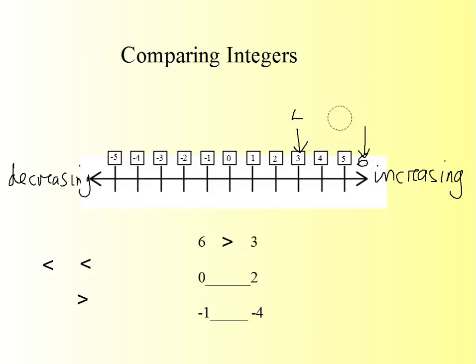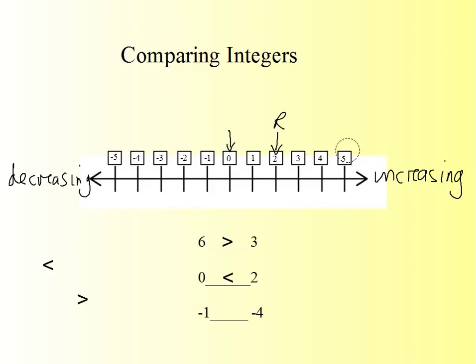Let's try the next example. Let's erase what we did here, and let's compare 0 and 2. How are we going to do that? We see that the 0 is here at the center of our number line, and the 2 is here. And we remember that anything that is to the right is the greater of the two numbers. So the greedy mouth, the big mouth, should be facing the 2 here, as you see, and we would read that 0 is less than 2. We always read it from left to right.